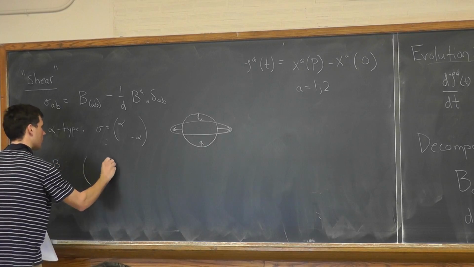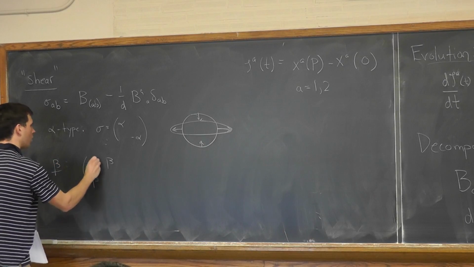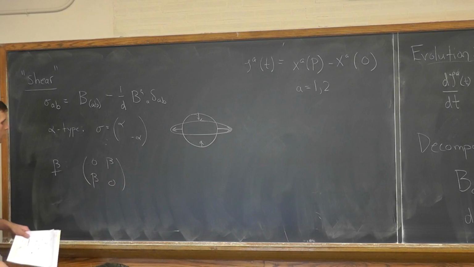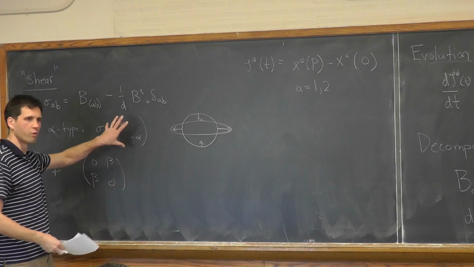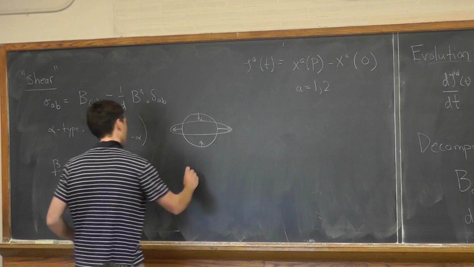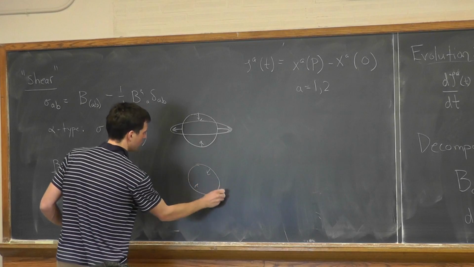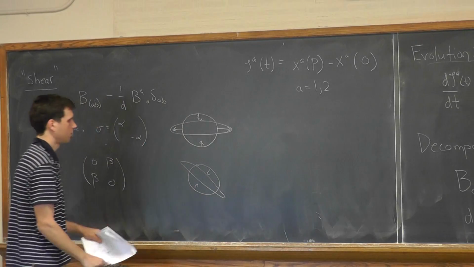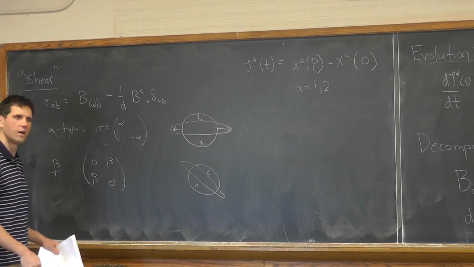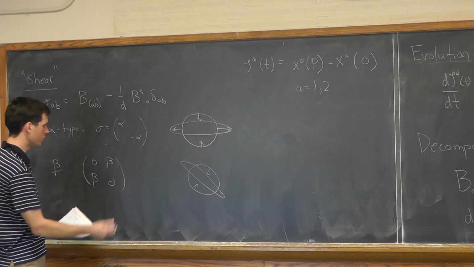If we have just the beta off diagonals, this is basically the same matrix but rotated by 45 degrees. So that is going to do something like this to our circle, and that's called the shear.